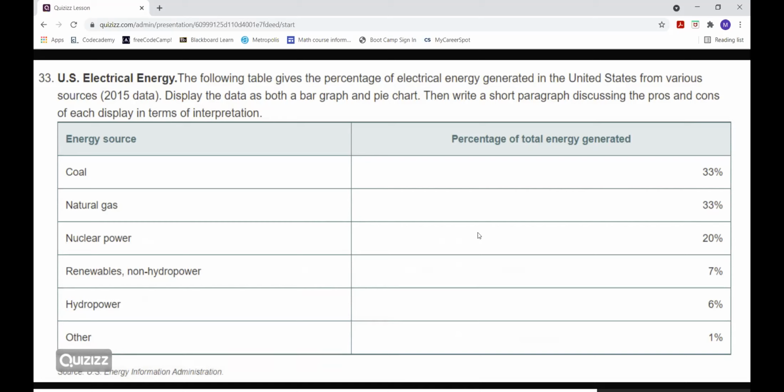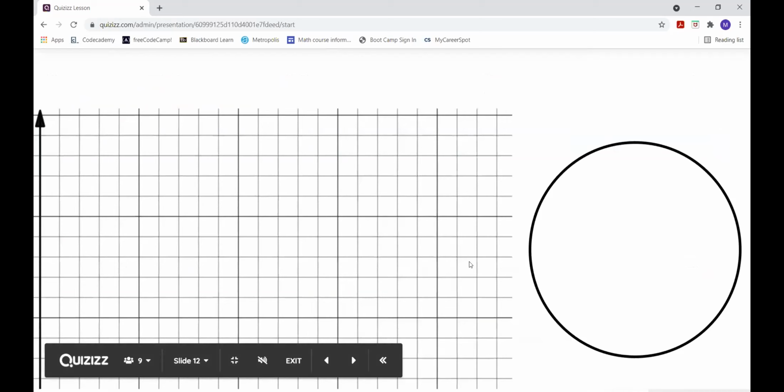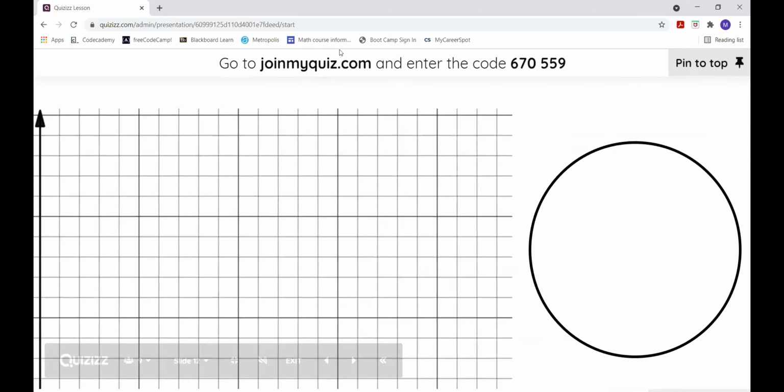We have to try to do a bar graph and a pie chart is what they want. 33% is what, a third? 33.33 is a third. All right, so I'm going to try to do it on this. I can draw myself a y-axis that's actually on here. That might be the thing to do, right? Just draw me a y-axis, that's going to work.